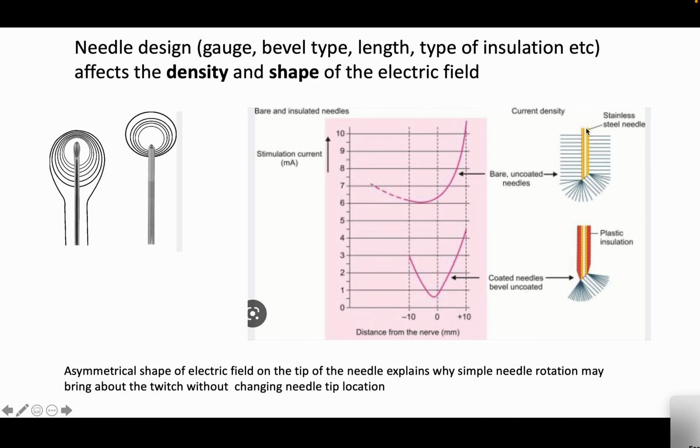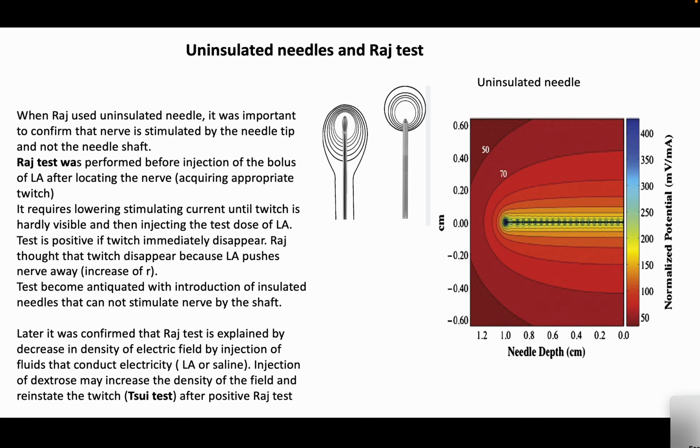And this is a good example. Here is an uninsulated needle, and we see that it requires much higher current, here we see these numbers, than an insulated needle with a very compact and much denser electric field. Also, I want to point out that this particular shape of electric field is not as we perfectly imagine here, like a little teardrop on the tip of the needle. It could be asymmetrical, and this asymmetrical electric field explains why sometimes just rotating the needle will bring about the twitch without moving the needle back and forth. So let's go to the next slide.